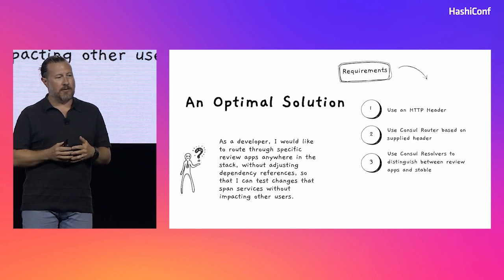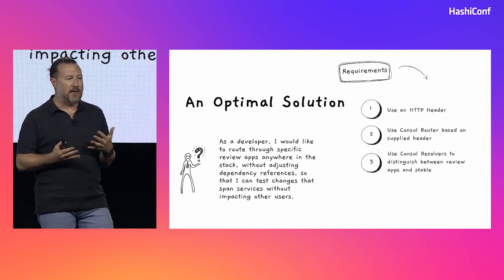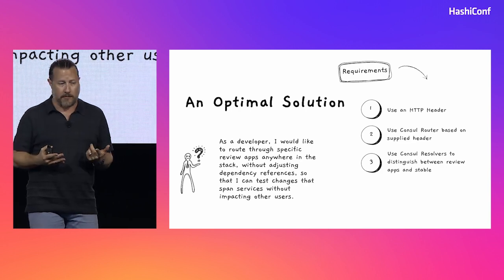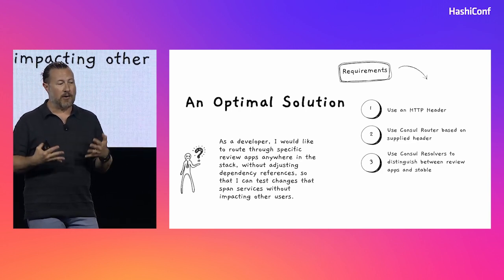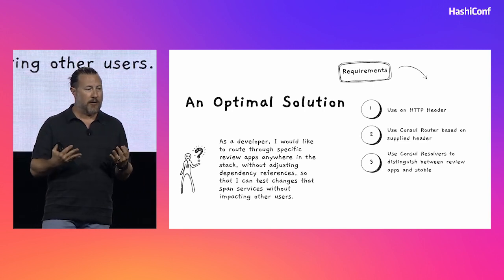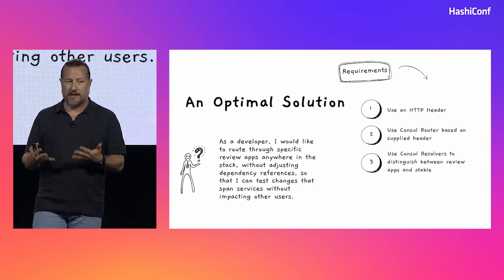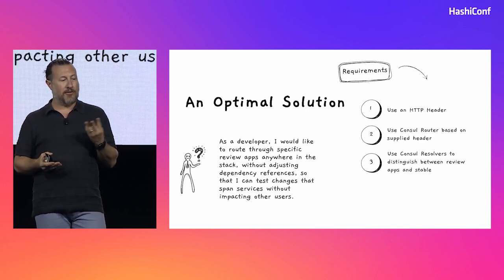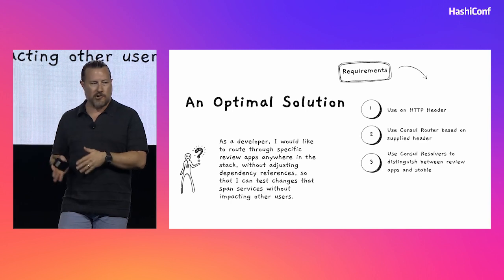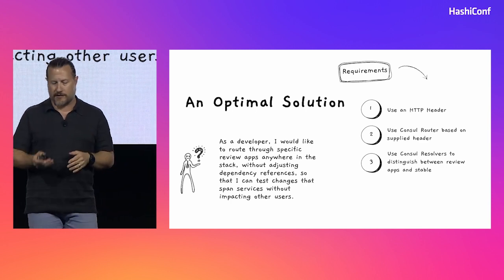I discussed this challenge with a former colleague, and we decided we could probably solve this using Consul Service Mesh. 1, we could use HTTP request headers to decorate requests that should route to review apps. 2, we could use Consul Service router entries to route to review apps based on the supplied headers. And 3, we could use Consul Service resolvers to distinguish between the stable version and the review apps for a service.